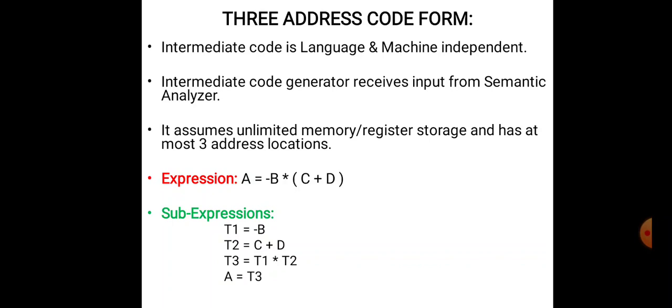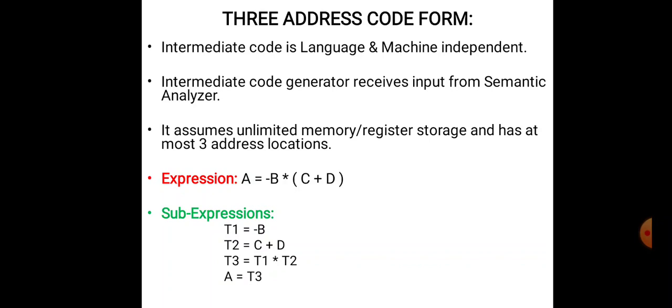That is, A = -B * (C + D), where C + D is enclosed in parentheses. So this is an expression or a statement, and now we have to generate an intermediate code by writing sub expressions. So how do we write sub expressions in a 3 address form? I will show you an example.